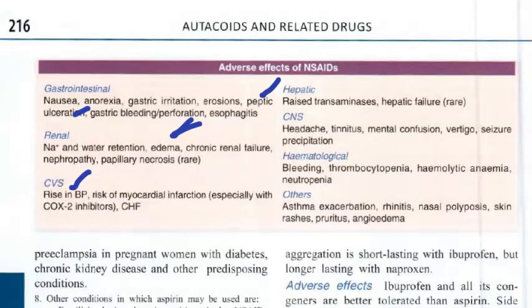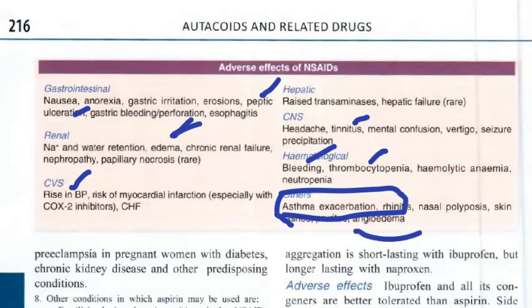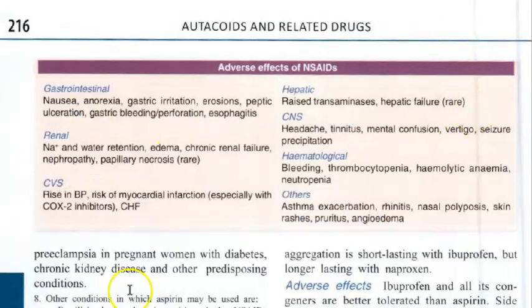Then it will cause tinnitus, ear ringing. That you can remember, and whenever ear imbalance happens, you can have vertigo. Thrombocytopenia means low platelet. Low platelet means bleeding. Asthma exacerbation, something that you have to know. Then one more thing that's hiding here is angioedema. Angioedema means what? The blood vessels will leak fluid. Again, that will be causing edema.